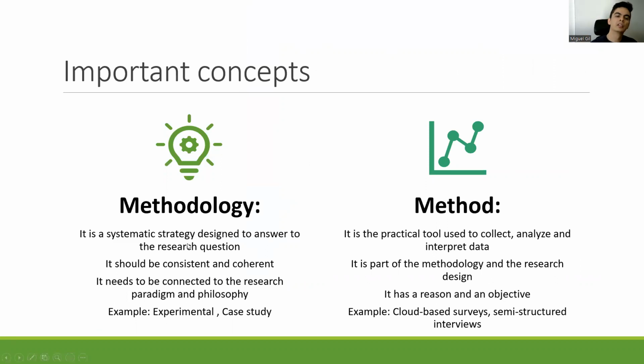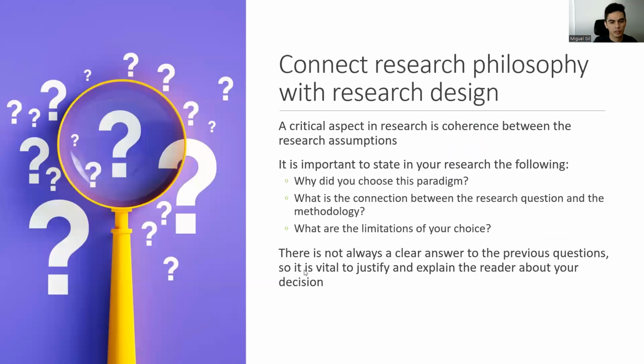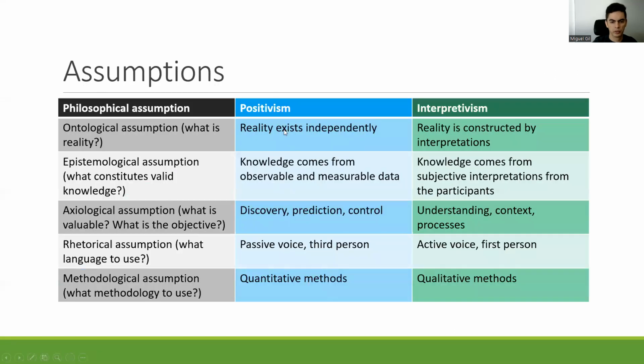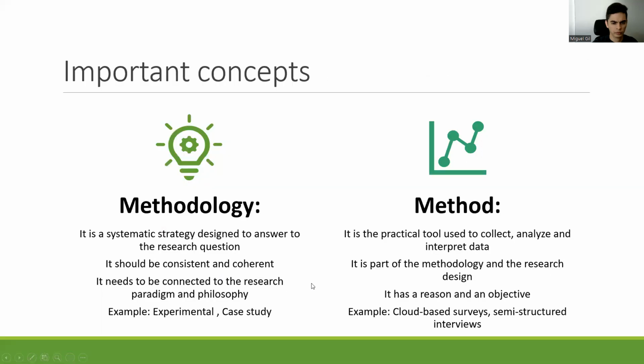The methodology is the strategy that you follow to answer your research question. So it's a strategy, right? It's everything, from the data collection, from defining the paradigm, the philosophical stance, everything that is related to answering your research question is the methodology. It should be consistent and coherent, again, because it's a strategy. Don't move between paradigms or anything like that. And it needs to be connected to the research paradigm and research philosophy. It's basically this, that you have all of this connected. And examples of methodologies are case study methodology, experimental methodologies. We're going to check some of them.